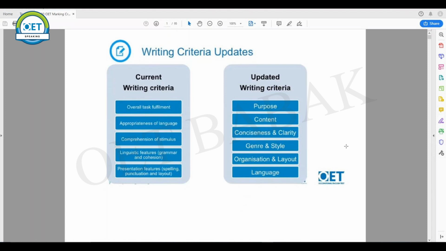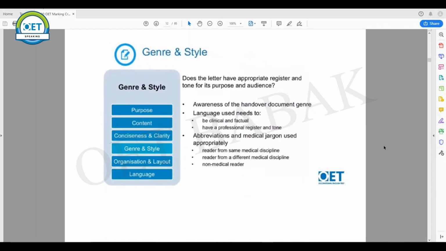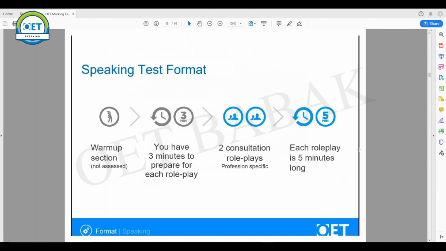Okay, let's go to speaking. Speaking in the OET exam is quite short, actually. Usually, this is the test format.